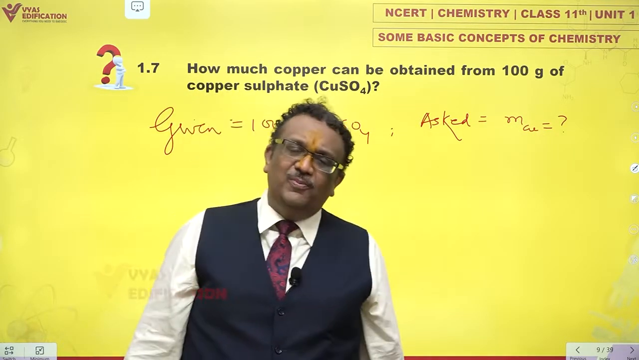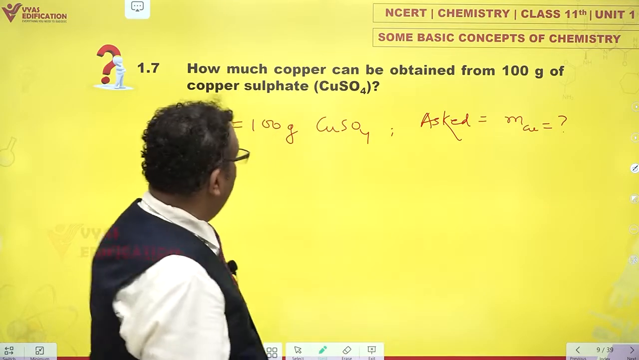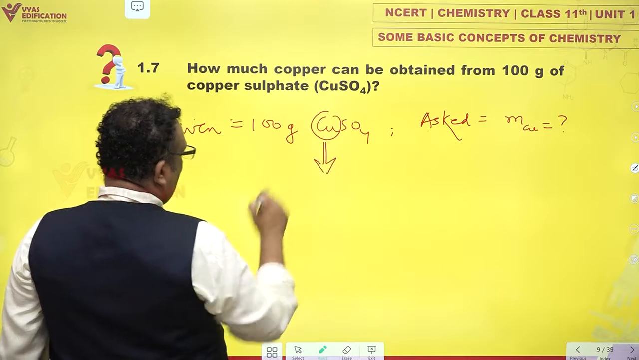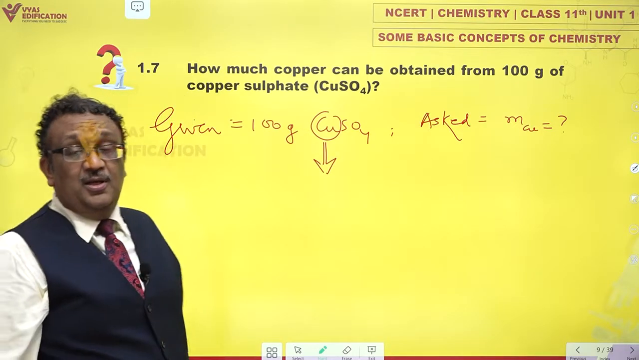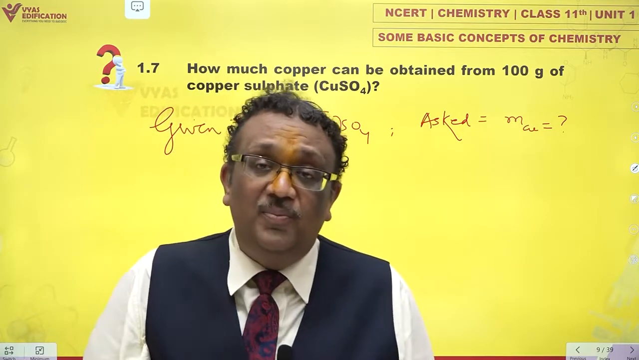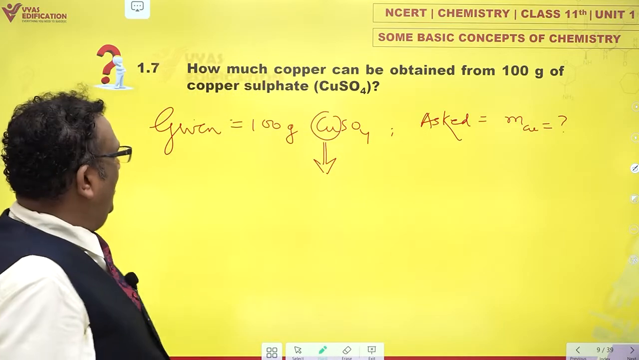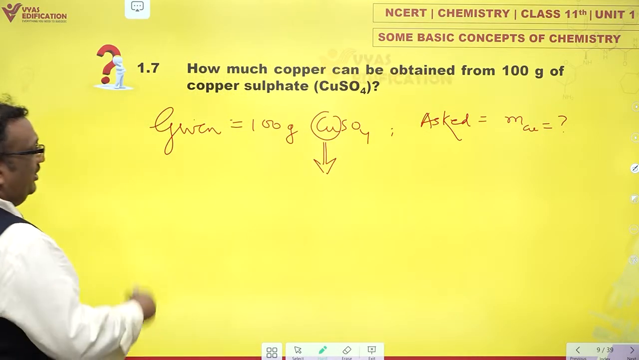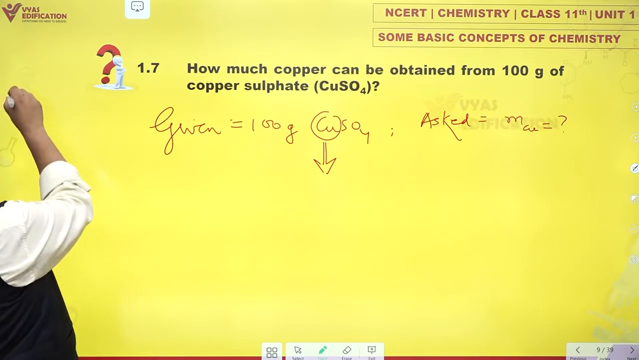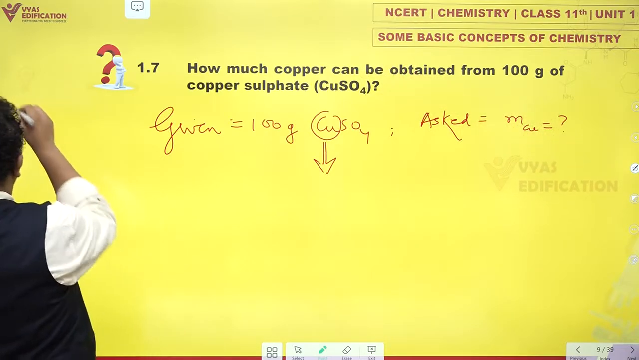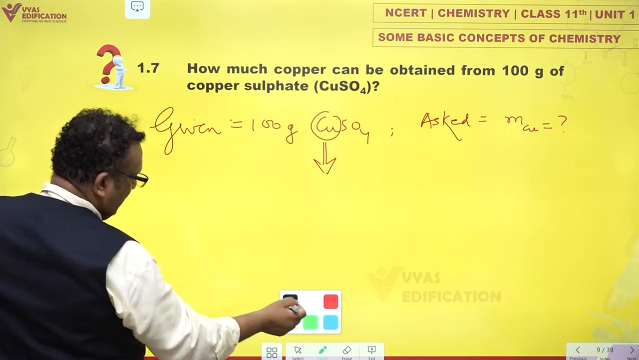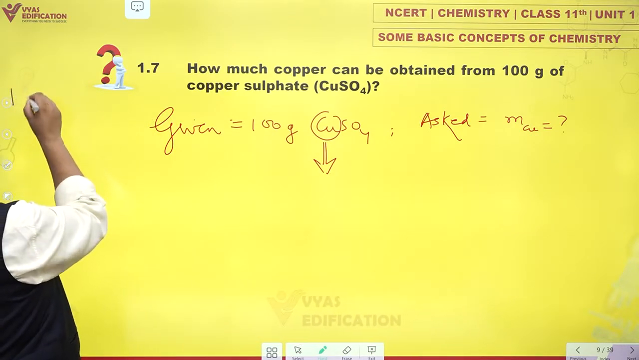I could use the principle of atomic conservation. I can say that whatever is the mass of copper here, maximum that mass of copper can be obtained. But how do I get the mass of copper in copper sulphate? Well, I have to resort to moles. I'll say 100 grams of copper sulphate and the molar mass of CuSO4. Okay, how much would be the molar mass of CuSO4?